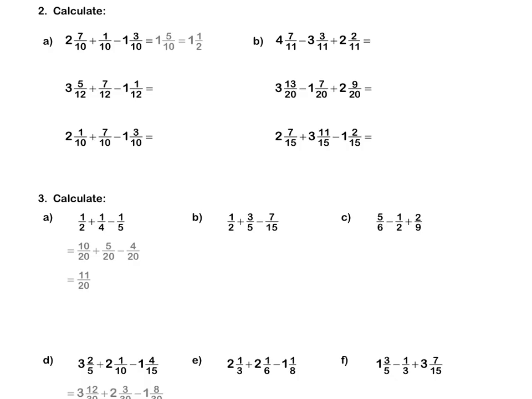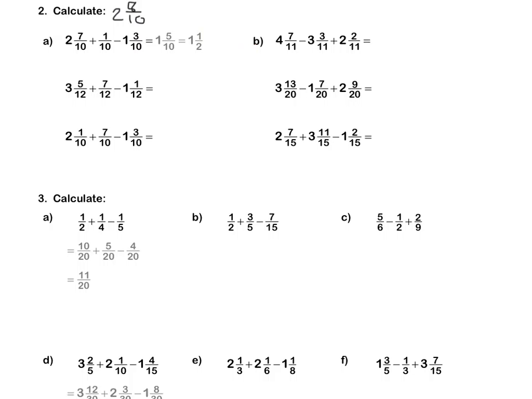Question 2. Now we have mixed numbers. So working from left to right, 2 and 7 tenths plus 1 tenth is 2 and 8 tenths. We can write that down or do it mentally as in the example. Now the next step is 2 and 8 tenths minus 1 and 3 tenths. 2 minus 1 is 1, and 8 tenths minus 3 tenths is 5 tenths. Then our final answer in simplest form is 1.5.